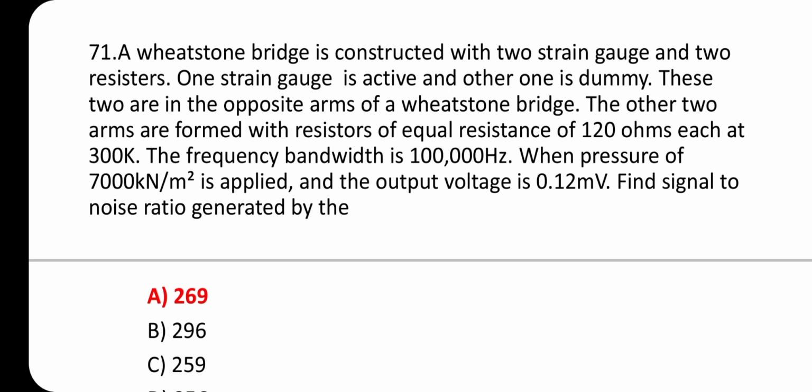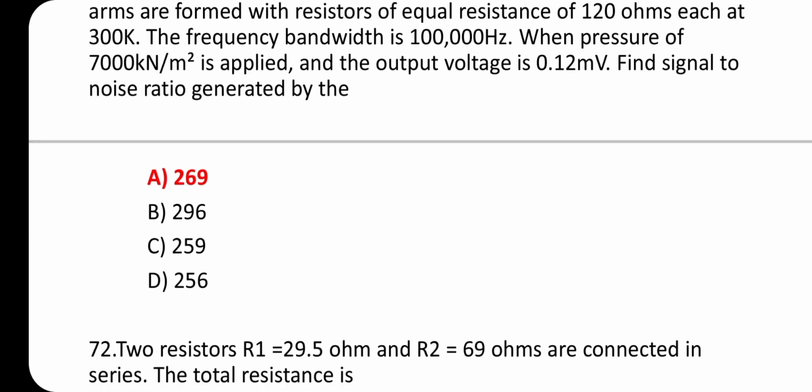The frequency bandwidth is 100,000, that's 1 lakh hertz or 100 kilohertz. When pressure of 7,000 kilonewton per meter square is applied and the output voltage is 0.12 millivolt, find signal to noise ratio generated by the circuit.